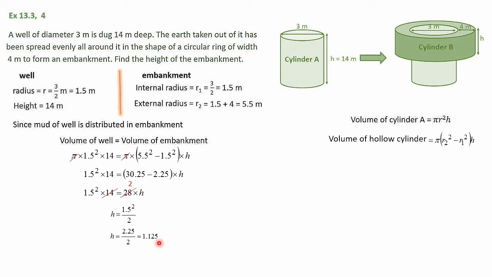Complete division is possible, so just write the complete answer. Don't stop after dividing with one digit. 1.1 and so on, please do not write. Complete division is possible, so 1.125 is the full answer we have to write. So the height of the embankment is equal to 1.125 meter. This is the answer. We were asked to find out the height of the embankment. So we have got the height of the embankment is equal to 1.125 meter.